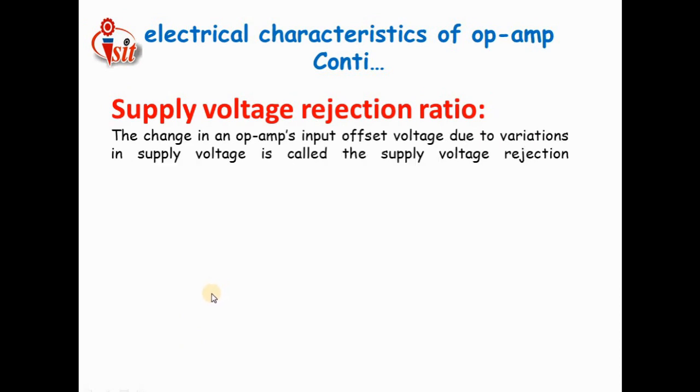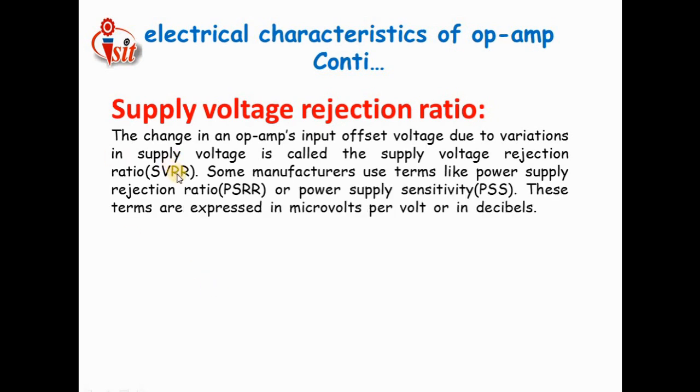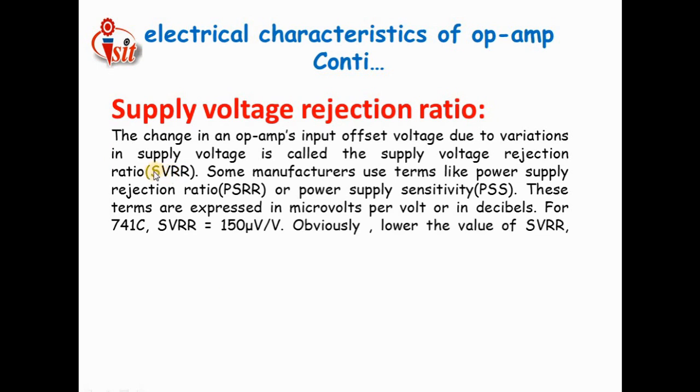The next characteristic is related to supply voltage rejection ratio, that is the SVRR. The change in an op-amp input offset voltage due to variation in supply voltage is called the supply voltage rejection ratio. Some manufacturers use terms like power supply rejection ratio, or power supply sensitivity. That means SVRR and PSRR are the same. These terms are expressed in microvolts per volt or in decibels. For 741C, supply voltage rejection ratio is 150 microvolt per volt.